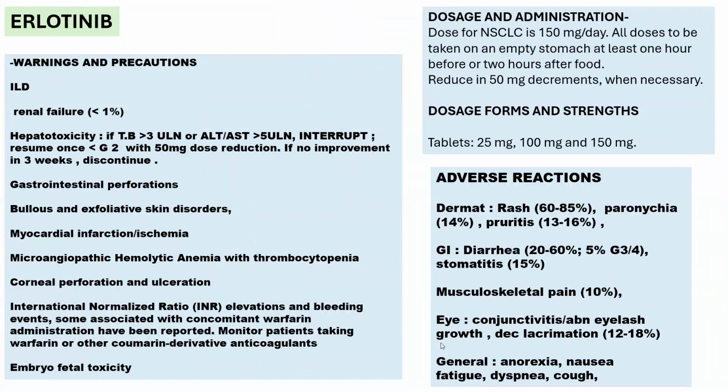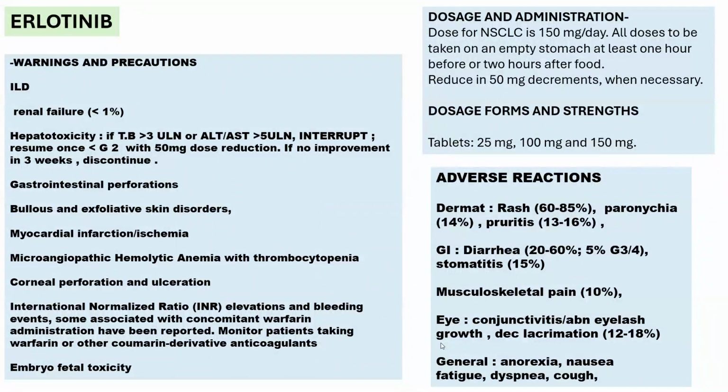Erlotinib is used as 150 mg per day dosing, and this is to be taken on an empty stomach, at least 1 hour prior to or 2 hours after food. If there is any side effect, we need to reduce it in 50 mg decrements. We have the dosage forms and strengths of 25, 100, and 150 mg. So if the patient is on 150 and we need to reduce the dose, we'll reduce it to 100 mg and subsequently to 75 mg, where we can give 3 tablets of 25 mg.